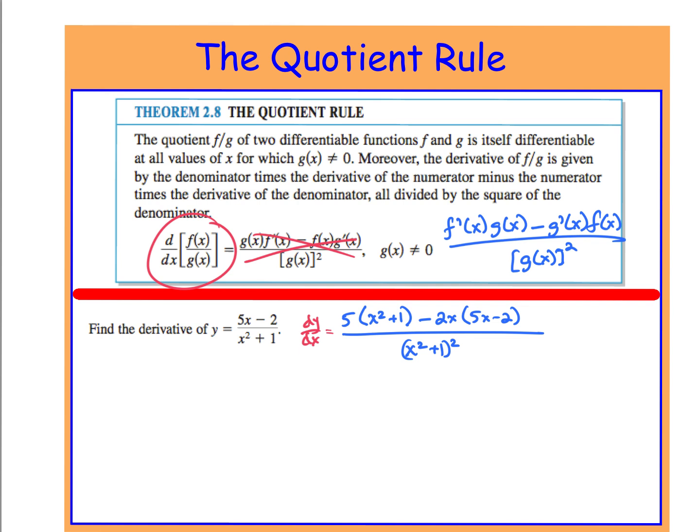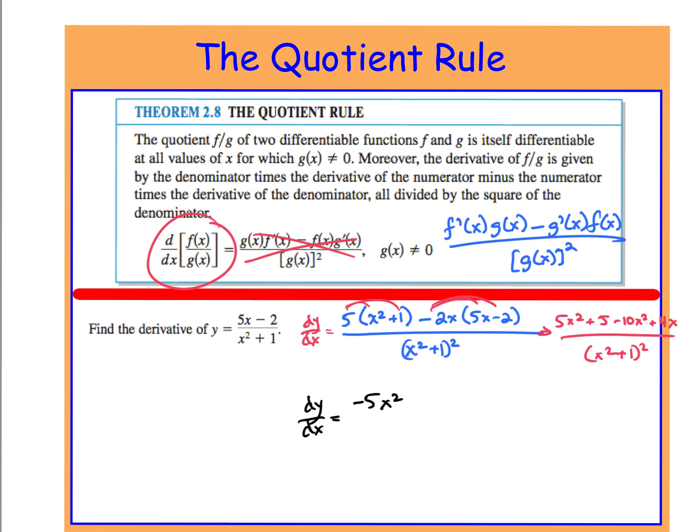All right, and so that was the calculus part, and that was not actually the hard part. The hard part's algebra, and we have to simplify. All right, and so what do we want to do with this 5? Distribute. So now I have 5x squared plus 5, and then I need to distribute this negative 2x, so now I have negative 10x squared, and then plus 4x, all over x squared plus 1 squared. All right, and so my dy dx is equal to, how many x squareds do I have?